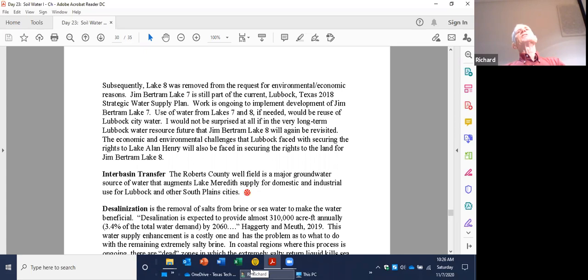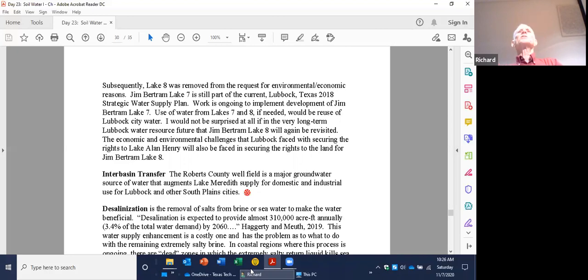So they built the dam, they started flooding it, and then lo and behold, there were some oil wells where Lake Allen Henry was supposed to be. And so they could not flood Lake Allen Henry to its maximum capacity. And so Lubbock messed around for years. And finally, after a period of time, they went back and bought the mineral rights from the oil wells in Lake Allen Henry so that they could then flood the whole lake.